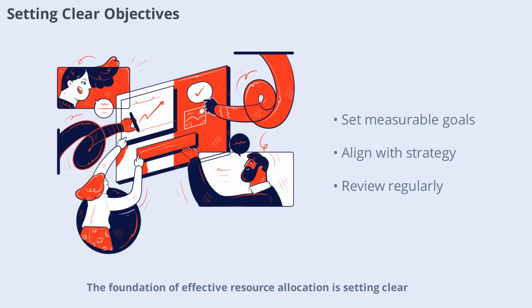The foundation of effective resource allocation is setting clear, measurable objectives. When everyone understands the organization's goals, it becomes easier to prioritize initiatives and allocate resources accordingly. Objectives should be specific, achievable, and aligned with the overall strategy. Regularly reviewing and updating these goals ensures that resources remain focused on what matters most. Up next, we'll discuss how to assess your available resources.